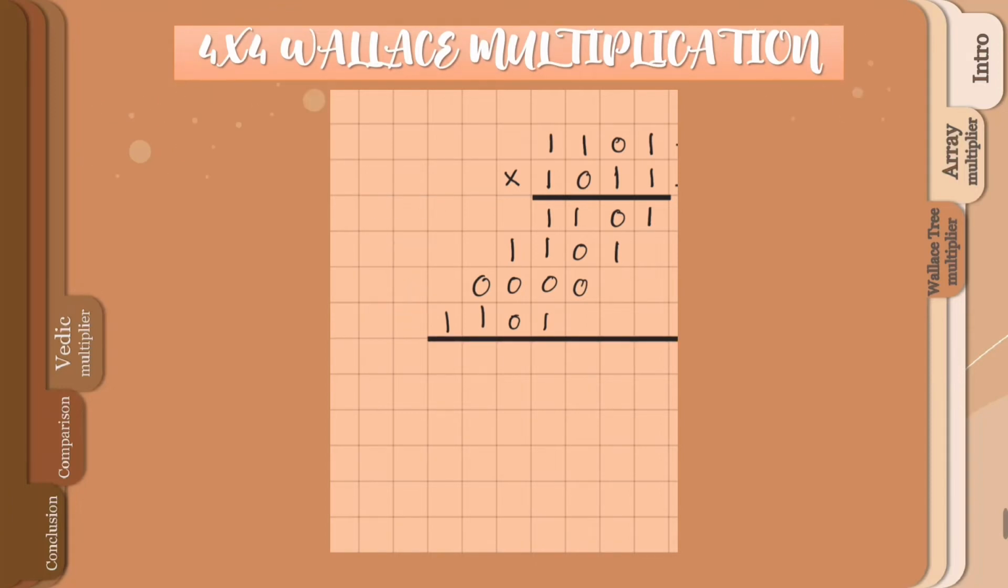Here we have generated 4 partial products. Notice that the number of partial products is equal to the number of bits of the multiplier. This multiplication process will be implemented by the AND gate. The next step is the reduction of the partial product.